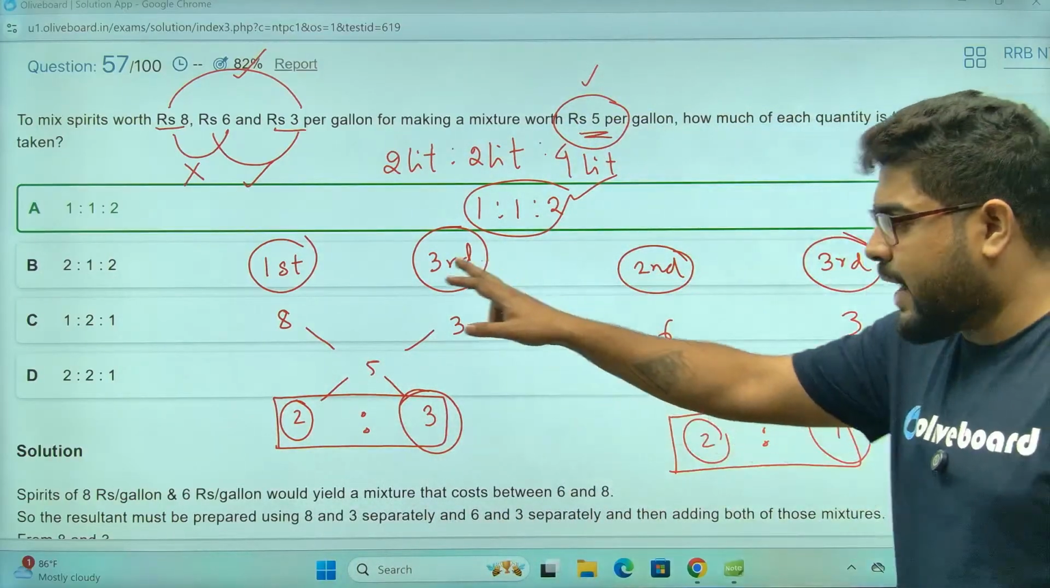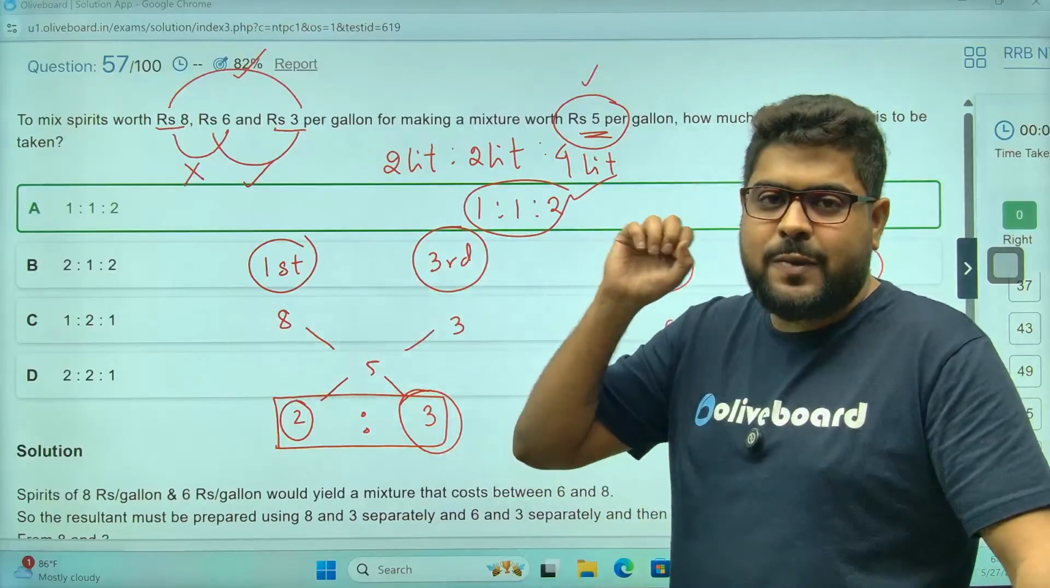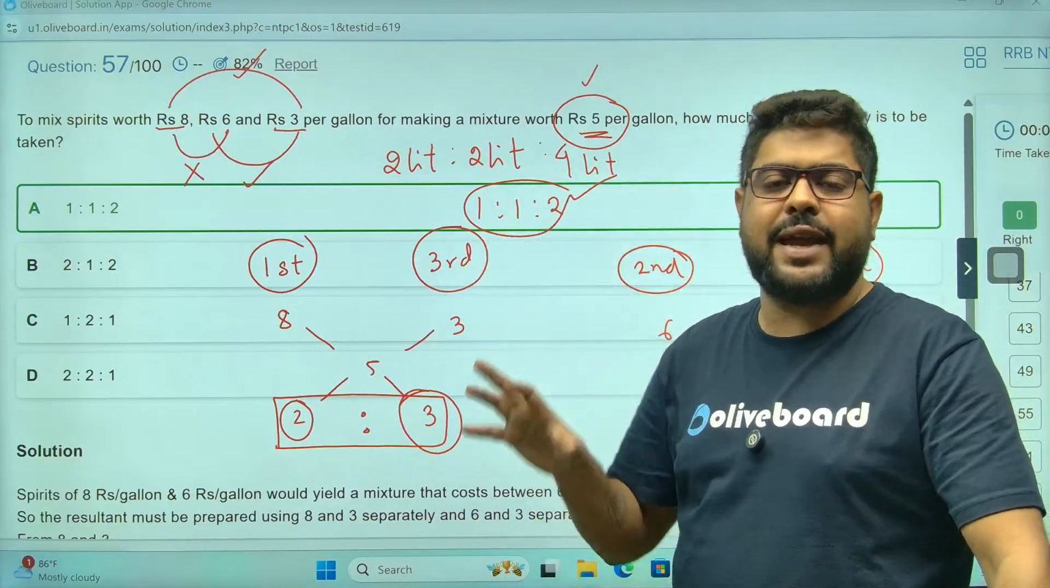Yes, that is because I have taken out twice, so I have to add. Reena, you tell me. I have taken out twice, so I have to add. Total how much I have taken out from container 3.